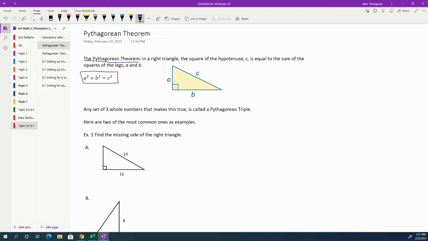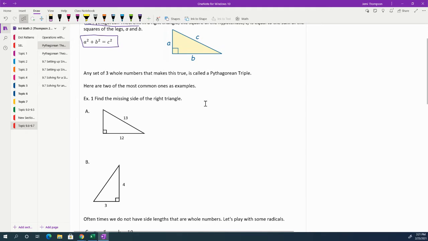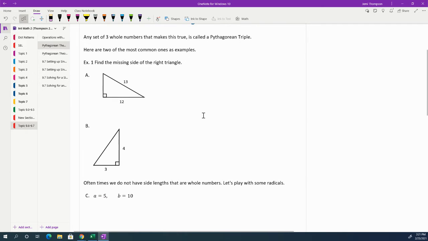So what I'm going to do here is I've got 5 different examples of a Pythagorean theorem. These first 2 are common Pythagorean triples, and we're just going to go through and find the missing side for each one. I'll go ahead and write my equation up here again. I have a squared plus b squared equals c squared, where c has to be the hypotenuse. And this only works in a right triangle.